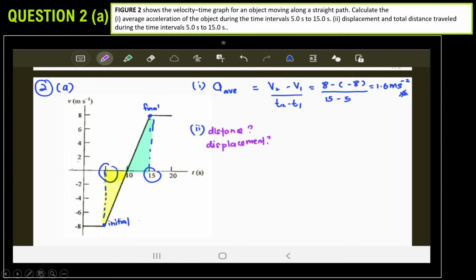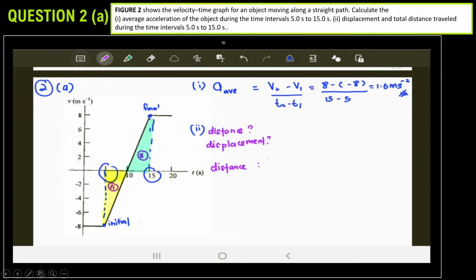When you calculate distance, you need to calculate the area under the V-T graph, and you need to ignore the negative value from the graph. Apa maksud saya ignore? Alright, let's try. So I want to find the distance first. We need to calculate area A plus B. It's a triangle. So the area under the graph for distance.